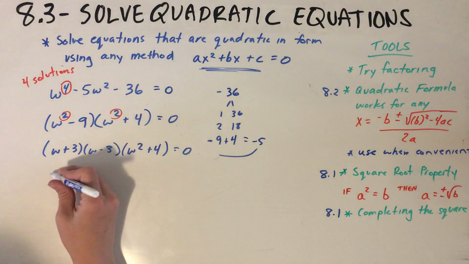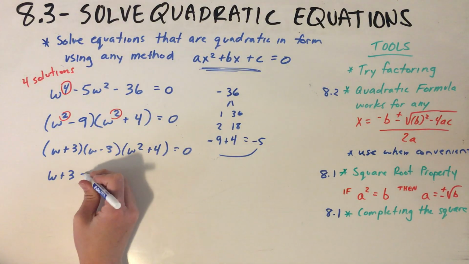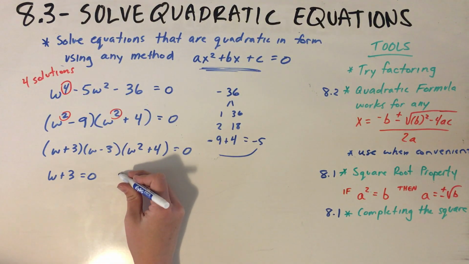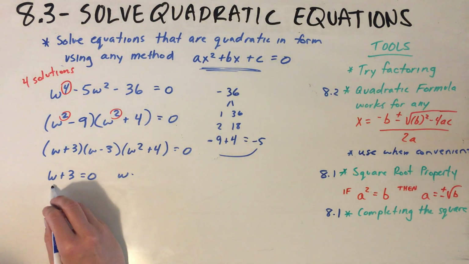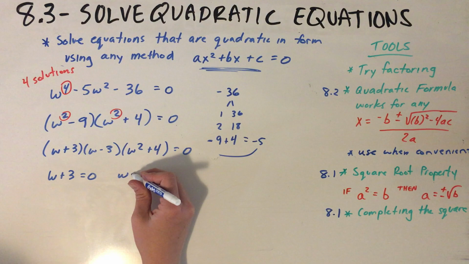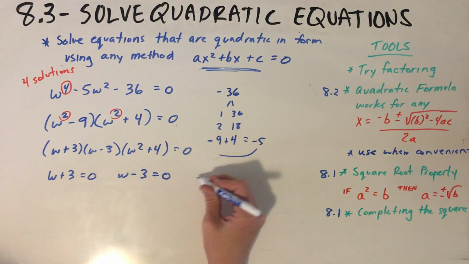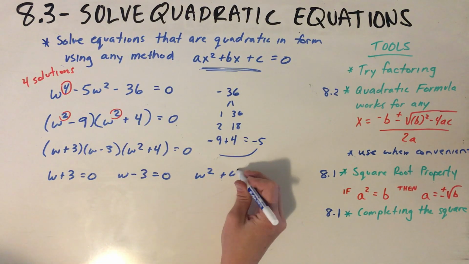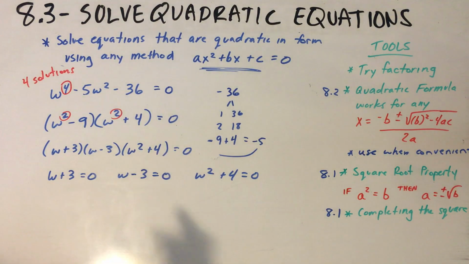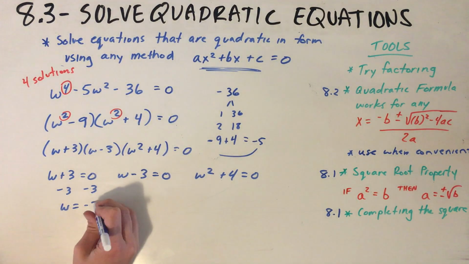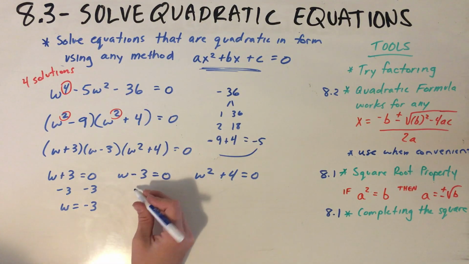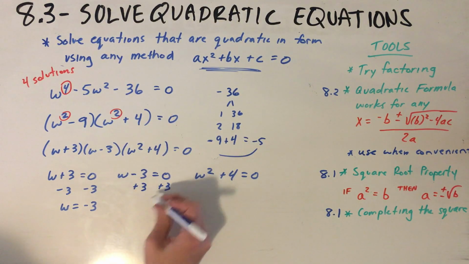Now I'm going to set each factor equal to 0. So w plus 3 is equal to 0. Sorry, I said x and y, but that is a w, guys. W plus 3 is equal to 0. W minus 3 is going to be equal to 0. And w squared plus 4 is going to be equal to 0. Okay, well, let's solve each one of these. So w is the value of -3. It's also the value of +3.